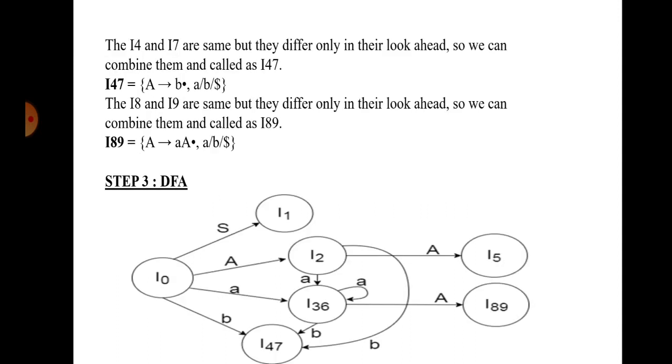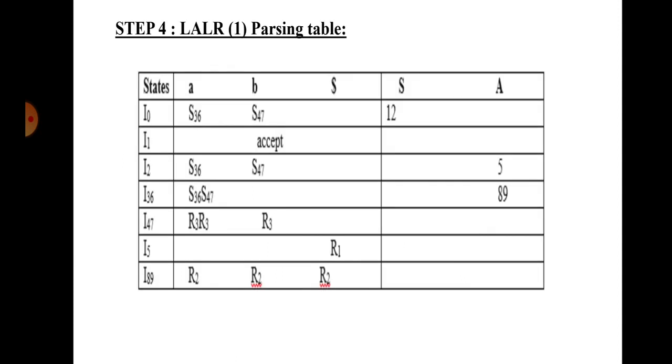Similarly, I4 and I7 are the same, but they differ only in the look ahead. So we combine them as I47. Also I8 and I9 have the same productions, but they differ only in the look ahead symbol. So we combine I8 and I9 as I89. So we can easily draw the DFA like SLR. It is not mandatory. After that we construct the LALR parsing table.